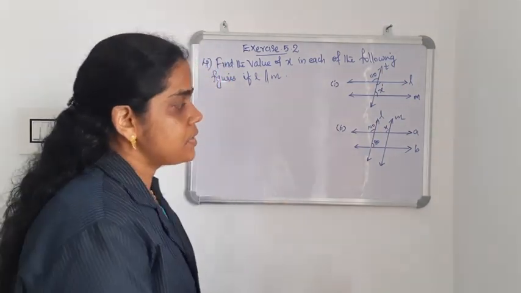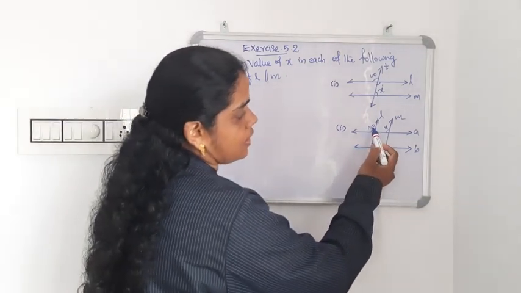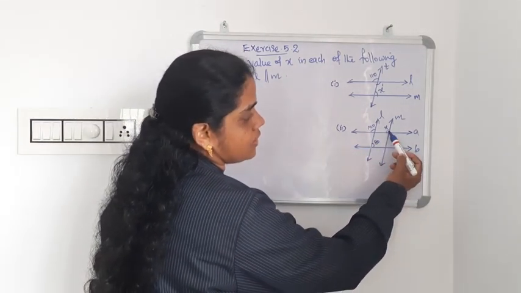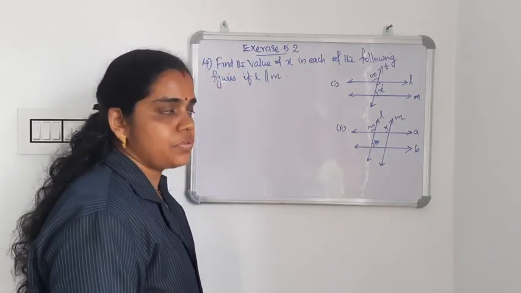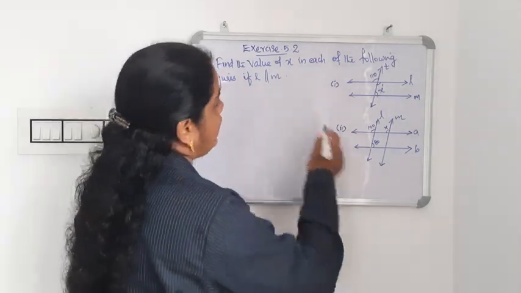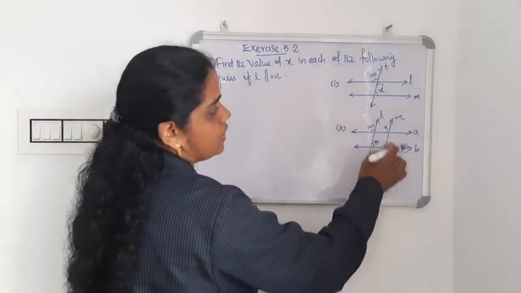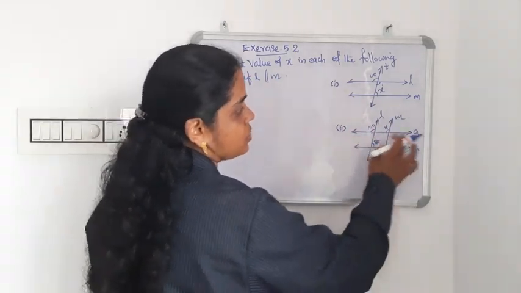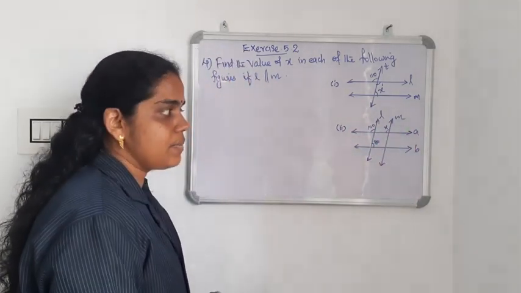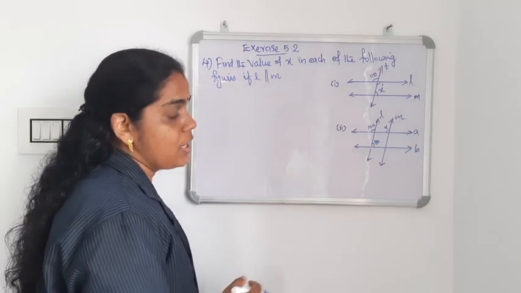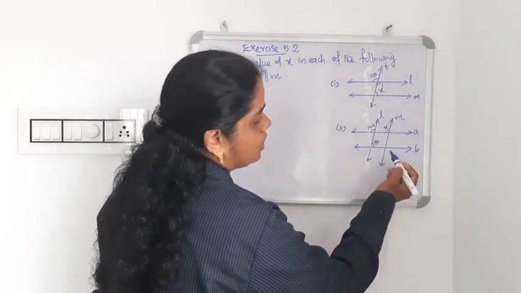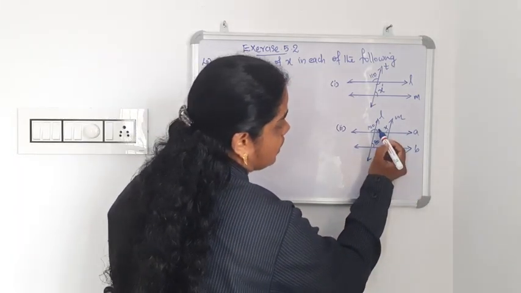Next, second question. The angles 100 degrees and 80 degrees are given, and we need to find this angle. L is parallel to M is given. L and M are the parallel lines, and A and B are the two transversal lines. So here also we can write this as angle 1.